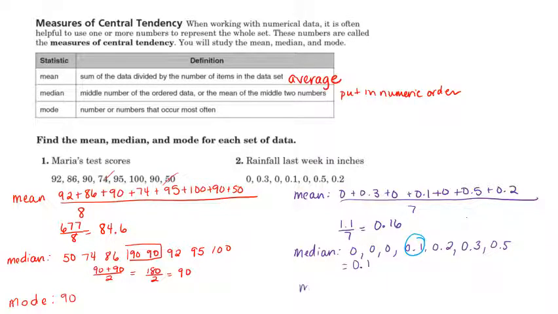And then my mode, again, is whatever appears the most. In this case, the number 0 appears the most. So my mode is 0 on that. Remember, having a mode of 0 is not the same as having no mode at all. When I have no mode, I'm just going to write no mode. If 0 is the number that appears the most, then I'm going to put 0 as my mode.